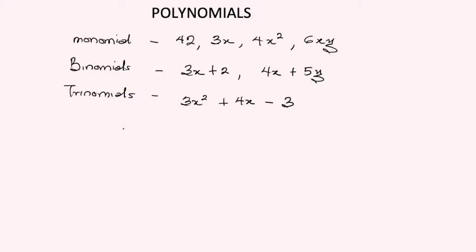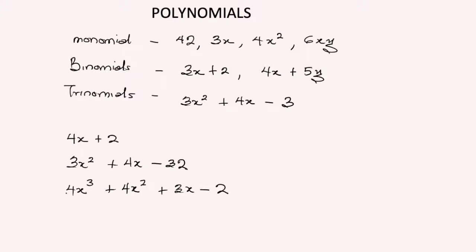Now, another thing we should know about polynomials is the degrees of polynomials. If we have three expressions, such as 4x plus 2, 3x squared plus 4x minus 32, and 4x cubed plus 4x squared plus 3x minus 2, what determines the degree of the polynomial is the highest power contained in the expression.